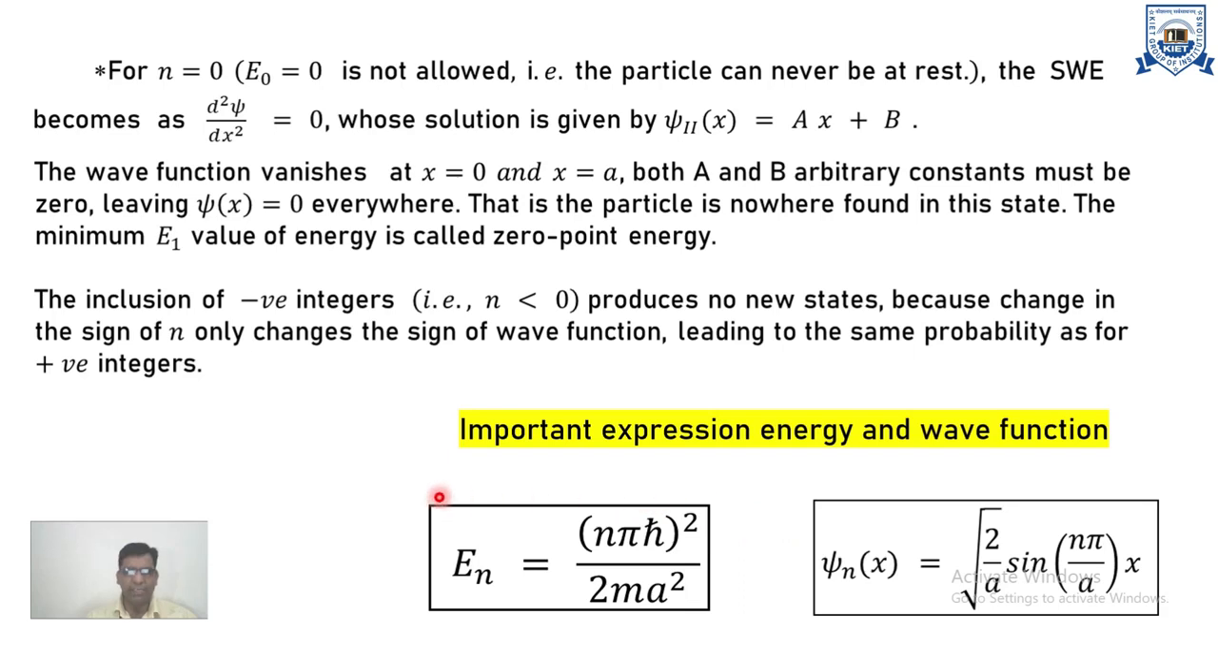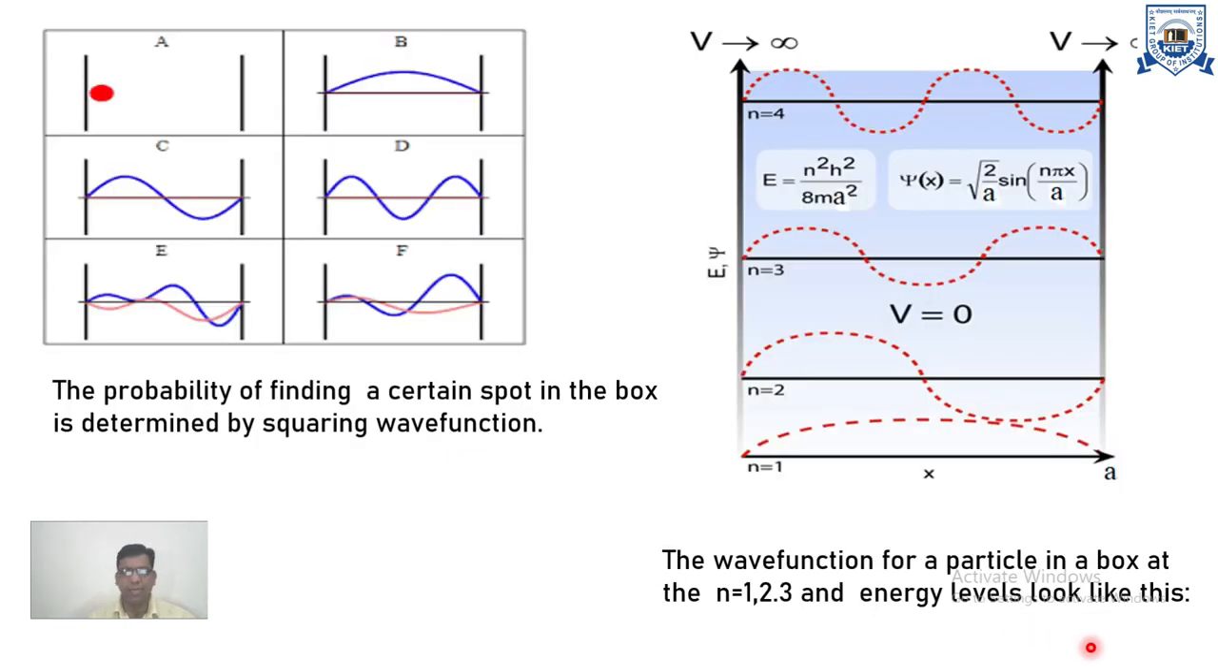These are very important expressions for numericals. We calculate by this solution En = n square pi square h cut square upon 2 m a square. These are the energy eigenvalues, but n is not equal to 0. We have given the result, and the wave function psi n = root (2/a) sin(n pi x / a).